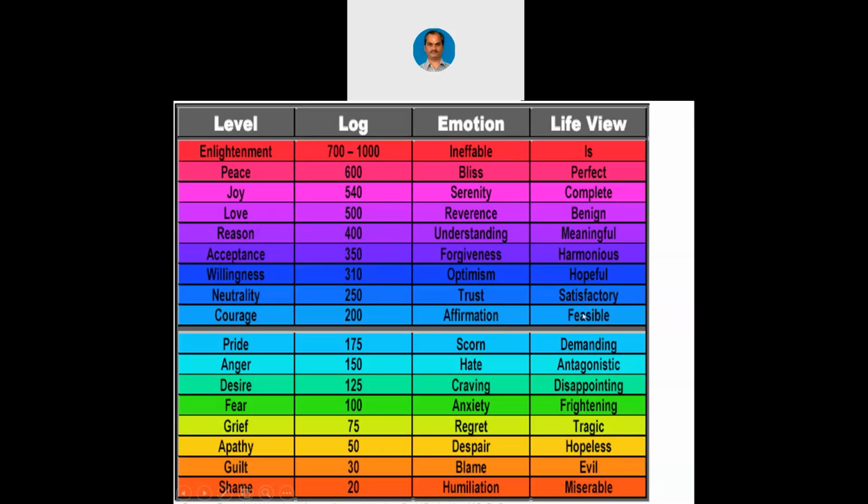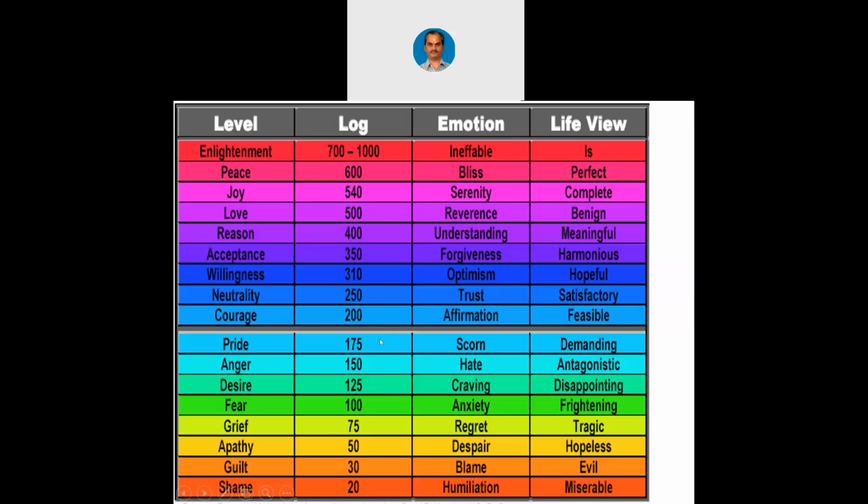Now the life view, when you have a courage, is feasibility. When you have neutrality, it is satisfaction. When you have willingness, it is hope. When you have acceptance, it is harmony. Whenever reason, there is meaningfulness. Whenever love is there, it is benign. Whenever joy is there, it is complete. Whenever peace is there, it is perfect. Whenever enlightenment is there, it simply is. Tat Tvam Asi. This is the upper half. Coming to the lower half. Let us go down now.